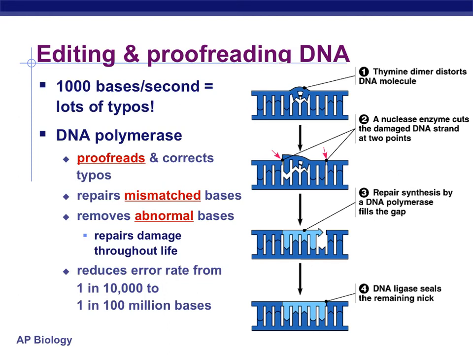There is editing and proofreading that is going on. DNA polymerase also does this proofreading, corrects any little mistakes that might be made, and replaces them with the proper bases. If there seems to be a mismatched base, DNA polymerase makes the correction. This happens throughout the life of an organism, and although errors can occur, it's amazing that the error rate is as low as it is.